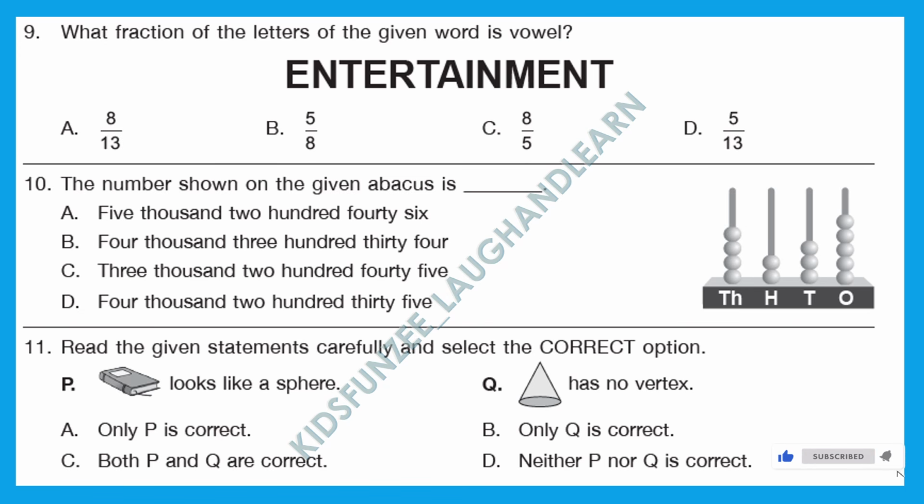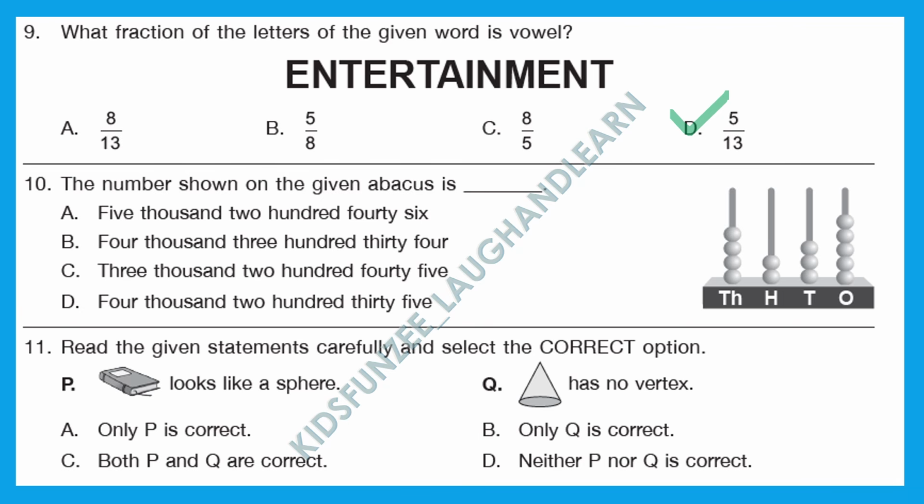So we know our denominator. Now let's find the numerator. Numerator would be vowels. So we have E, E, A, I, E. In total 5 vowels are coming over here. So the fraction would be option D, 5 by 13. Moving to the next one.